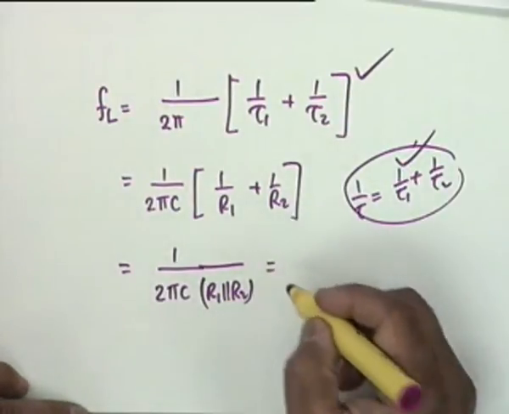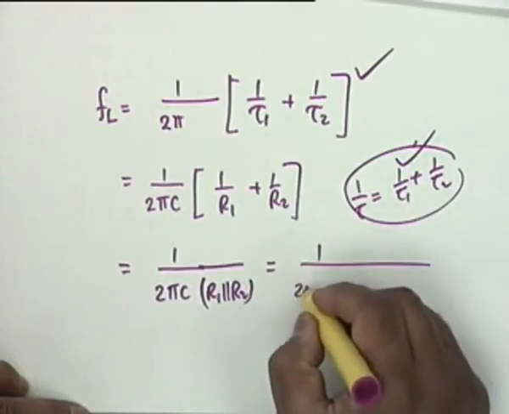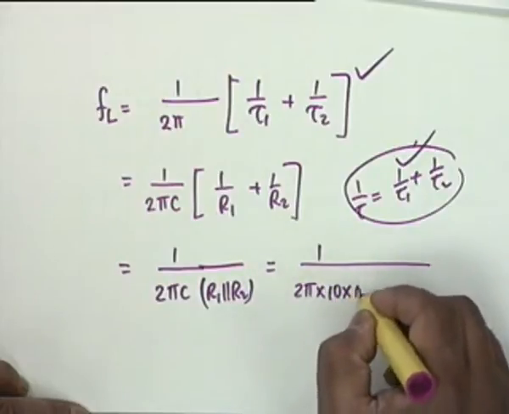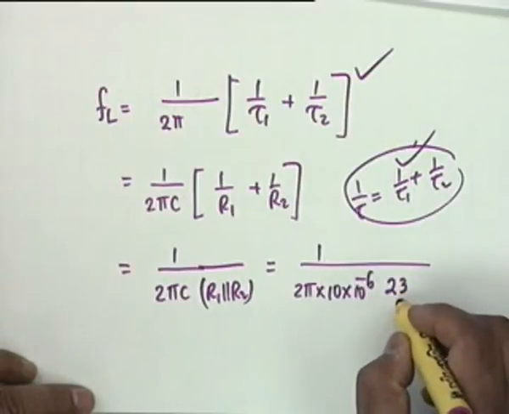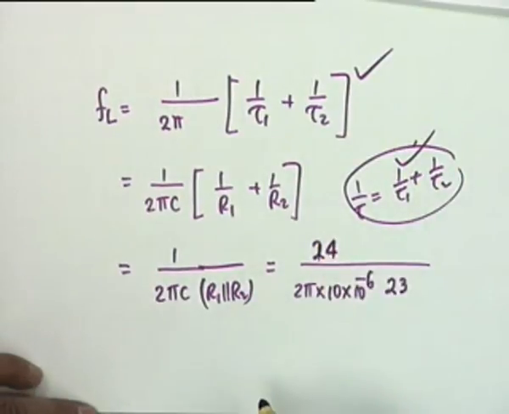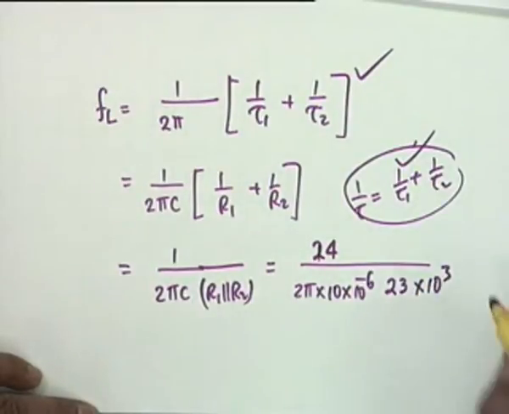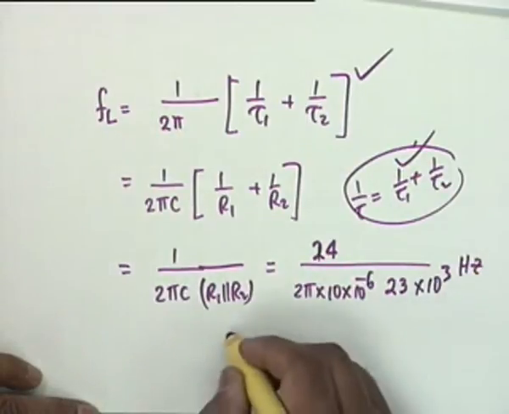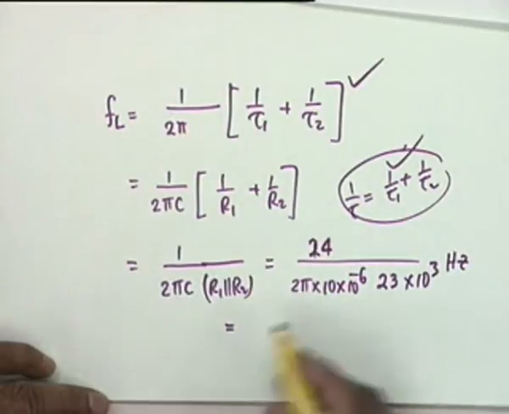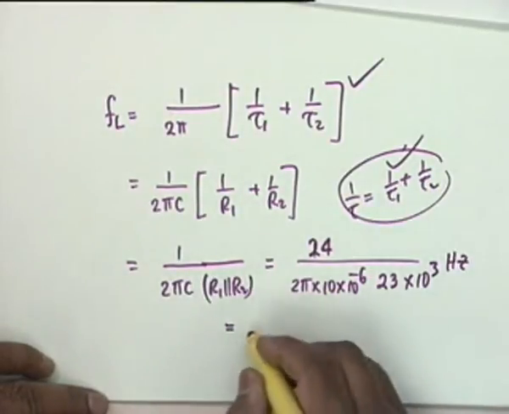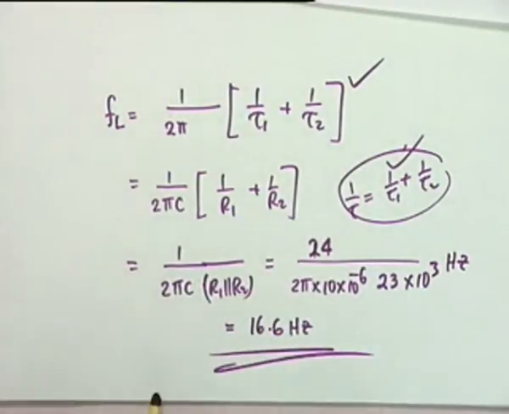We required this. If you substitute these values and do the numerical calculation, 2 pi C is 10 microfarad, 10 times 10 to the minus 6, and R1 parallel R2 is 23 by 24. So let's say 24 K, and therefore this should be multiplied by 10 to the 3. Finally you will have to use your calculator because of division by pi, otherwise I can do it almost mentally. It's 16.6 hertz. That's the value.